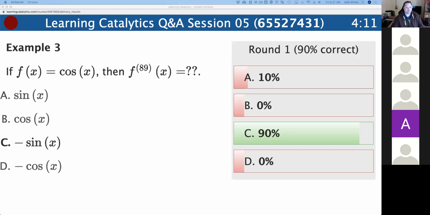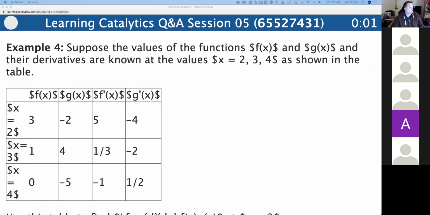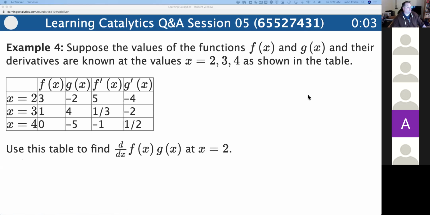All right, not bad. Let's look at the next example. All right, so this one's a little bit different. You probably have a lot of these on the homework. I haven't done one like this in class yet, which is why I wanted to go over it with you.